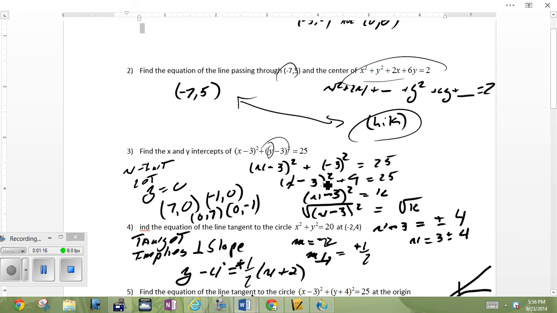Rather than expand this out, I'm going to subtract the 9 over here, giving me 16. Then I'm going to take the square root of both sides, since this is a binomial squared. And it's going to give me x minus 3 equals the square root of 16, which I need to account for with both positive and negative 4. So therefore, the x-intercept is x equals 3 plus or minus 4, which is 7 or -1 as the x-intercepts. Find the y-intercepts, they'll be the same, okay?